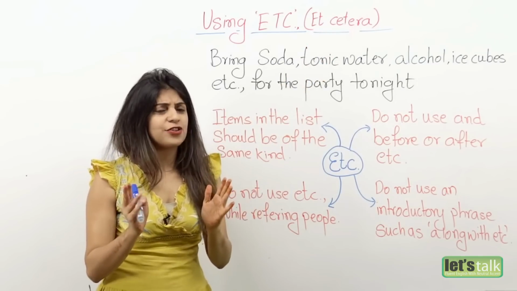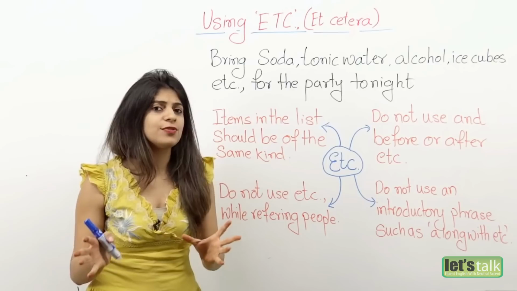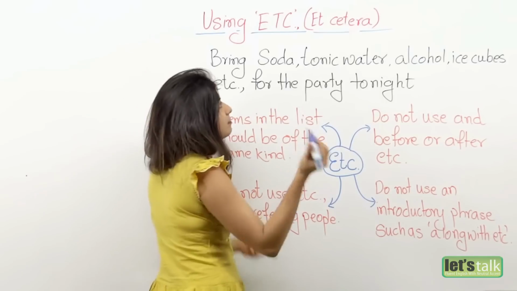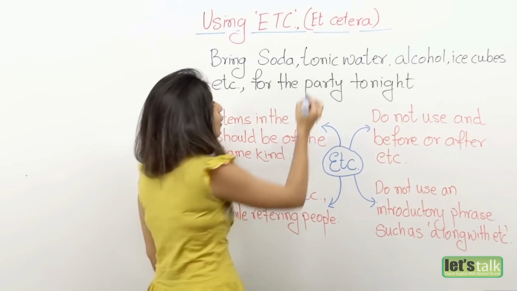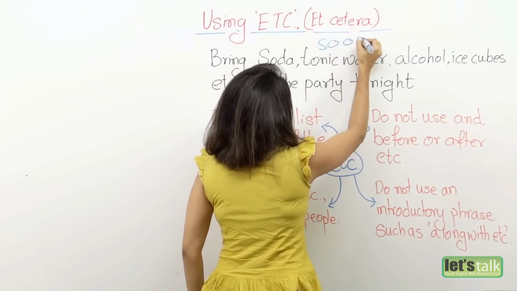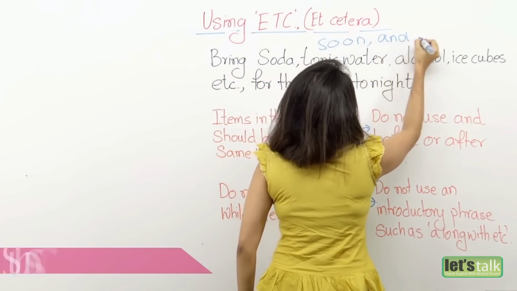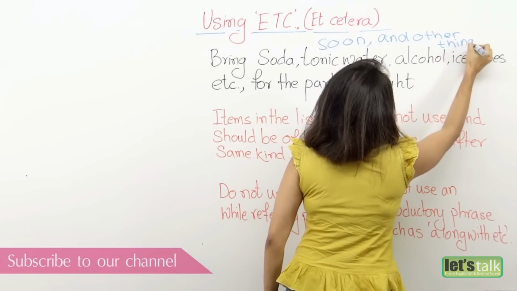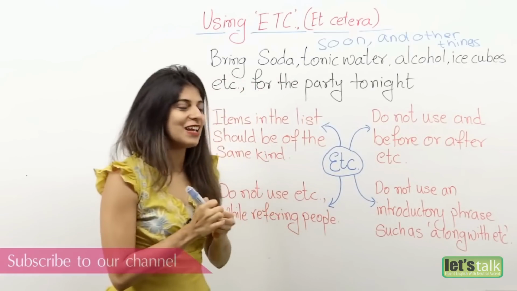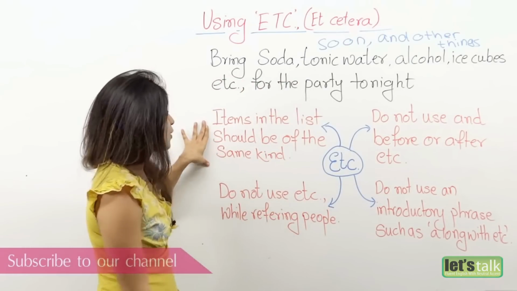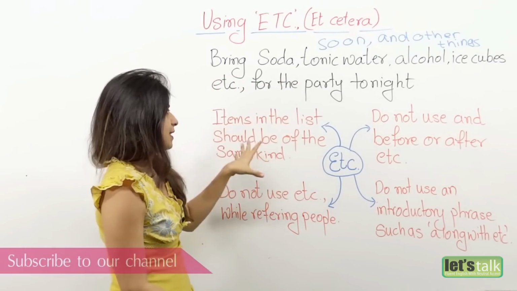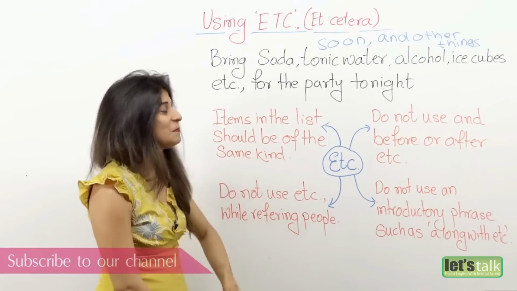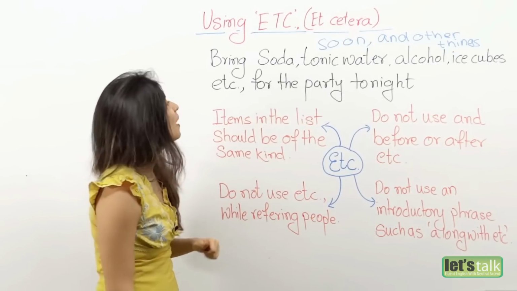Now first let's just understand that etc. is always used for so on and other things, okay? So it's another meaning for so on or and other things. Okay? And now let's look at some rules here. The very first one is that the items in the list should be of the same kind. Now to understand this better, let's look at the sentence here.